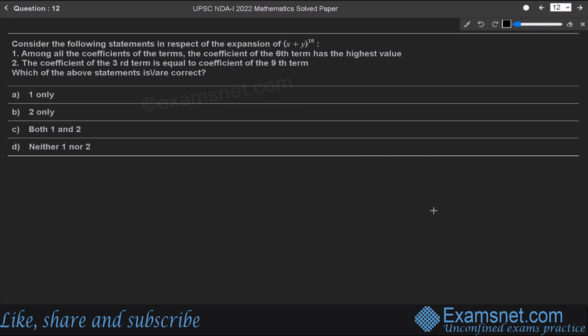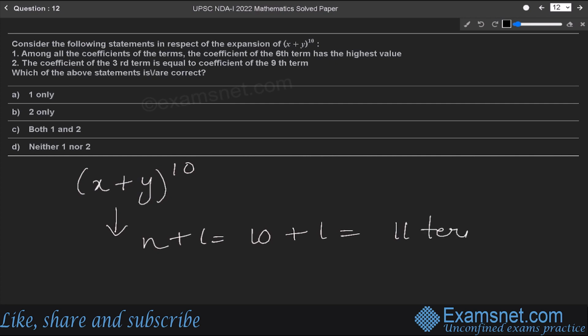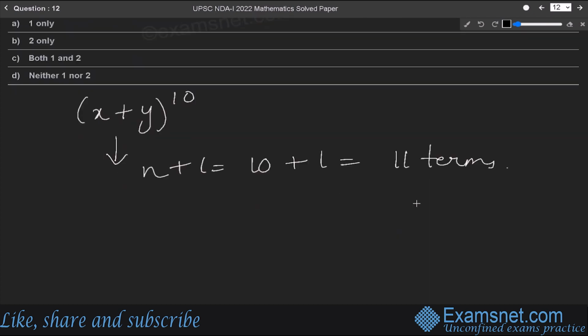Next question is, consider the following statements in respect of the expansion of (x + y)^10. We have an expansion which is (x + y) whole power 10. We know that the total terms is equal to n + 1. Here n is equal to 10, so the total terms is 11 terms. And whenever there are no coefficients in the question, or whenever we see the question in the simplest form like x + y or a + b, then the middle term is the highest value. So in this question we will find the middle term.